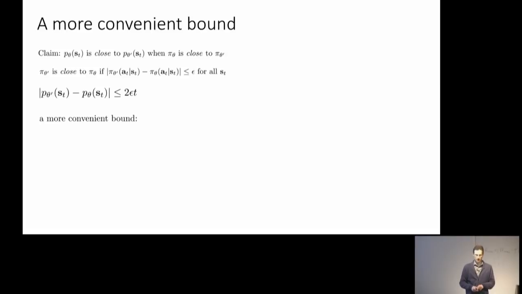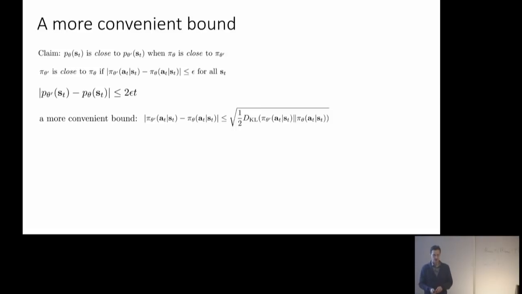But a more convenient bound is going to make use of a relationship between total variation divergence and KL divergence. This is just always true for total variation divergence and KL divergence. The total variation divergence between two distributions is less than or equal to the square root of 1/2 of the KL divergence between those distributions. What is KL divergence?